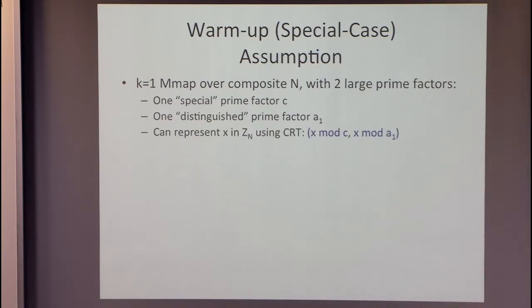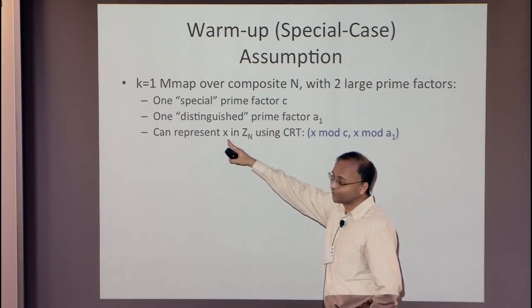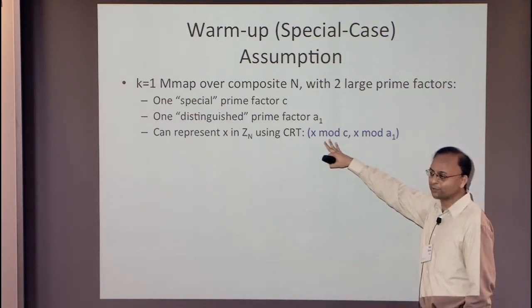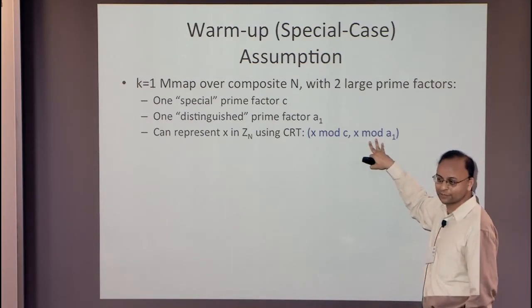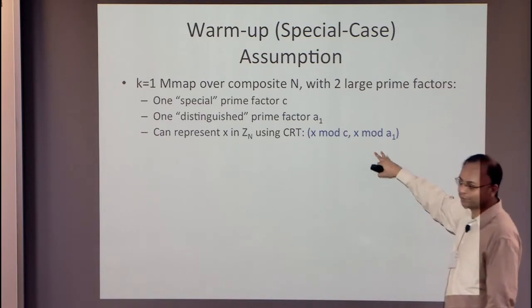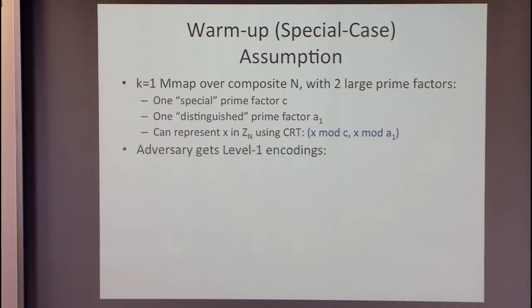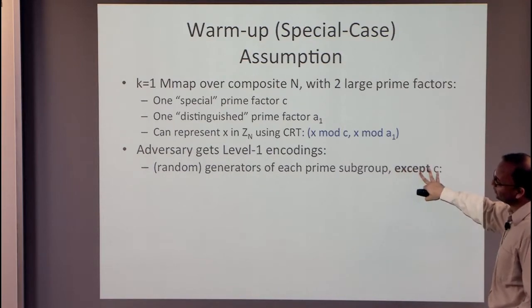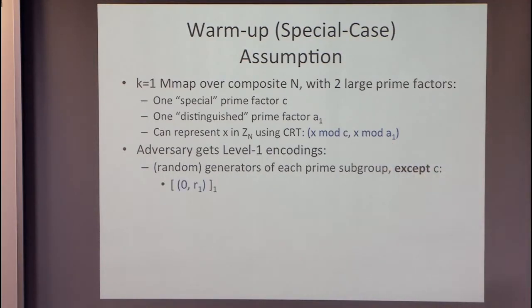Okay? And when I think about the plain text, when I think about just a number in Zn, I'm going to represent it using the Chinese remainder theorem, right? So I'll look at the mod C component and the mod A1 component. We'll call this the C component and the A1 component. Now, we have to give some things to the adversary to state an assumption. So what we're going to do is give the adversary a level 1 encoding of several things. First, we're going to give a random generator of each prime subgroup except for C. Well, there's only one in this case, just our distinguished prime factor A1.